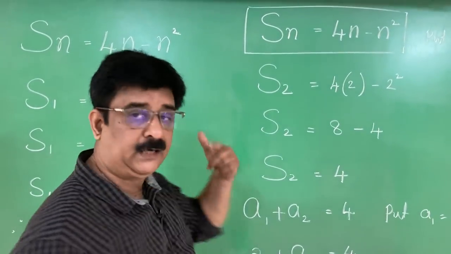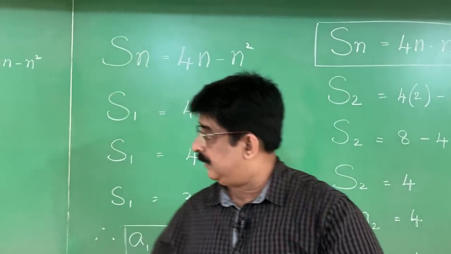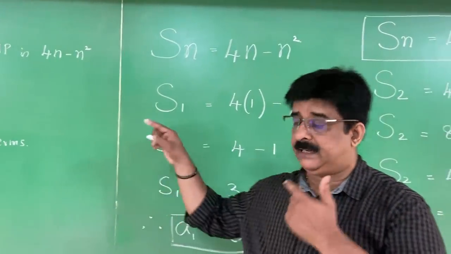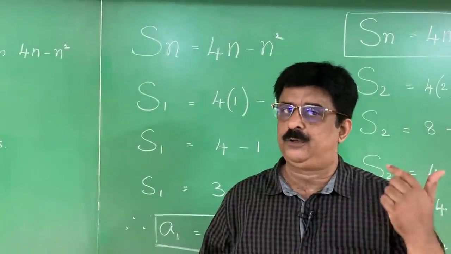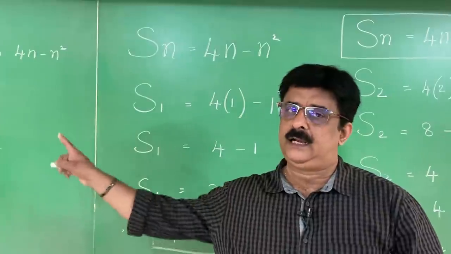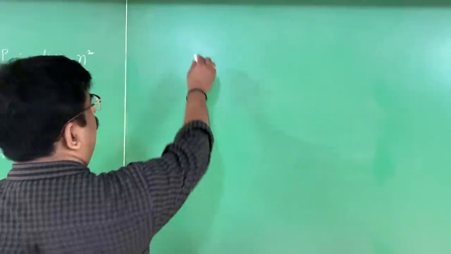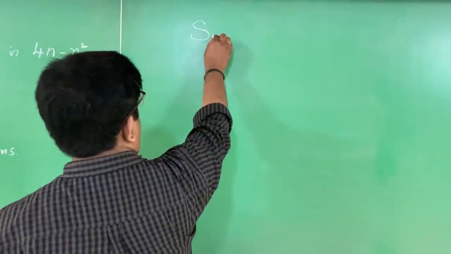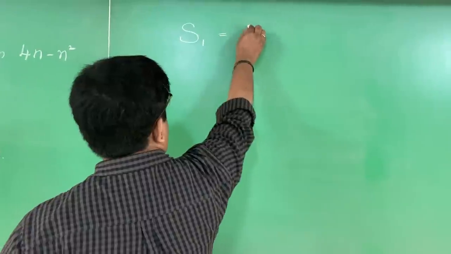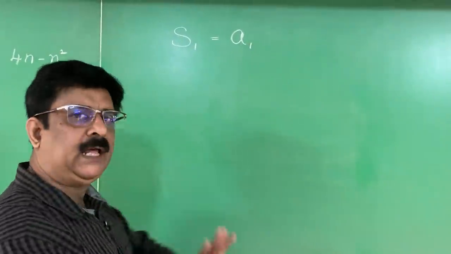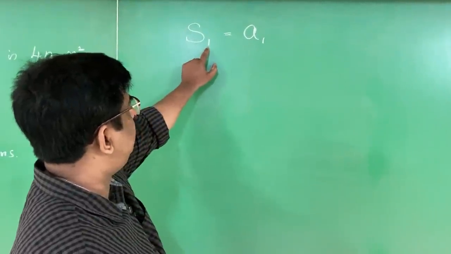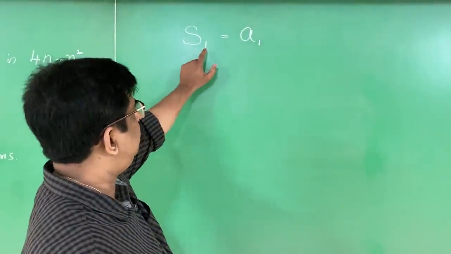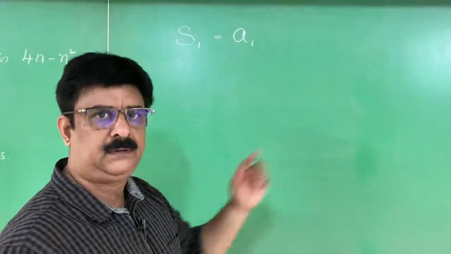Still, problems are there. We have to find the third term, the 10th term, and the nth term. For that, there is a trick. We are going to understand that trick and then solve the remaining problems. We have to understand one thing here. First I told you S1 stands for A1. S1 and A1 are one and the same. How to read S1? Sum of the first one term. The sum of the first one term is nothing but the first term.